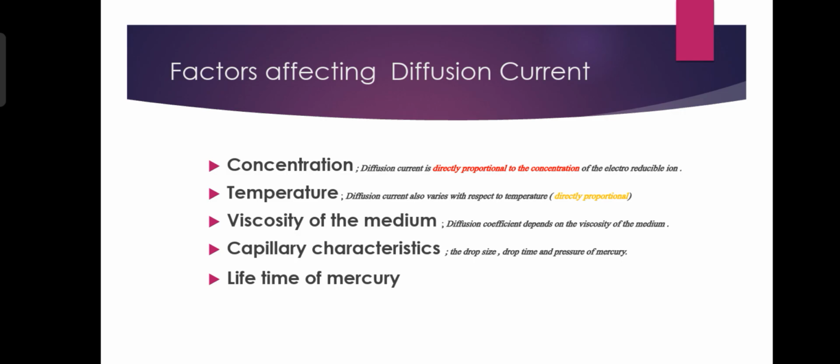Next comes the factors affecting diffusion current. The diffusion current is dependent upon the concentration, temperature, viscosity of the medium, capillary characteristics, and lifetime of mercury. As the concentration of the ion increases, the diffusion current also increases. It is directly proportional. And temperature: a constant temperature should be maintained. If temperature increases, the dropping mercury time interval will decrease, and the repeated fall of mercury drops arises, so the diffusion current will also vary. So a constant temperature should be maintained.